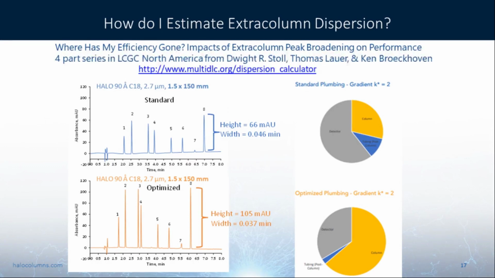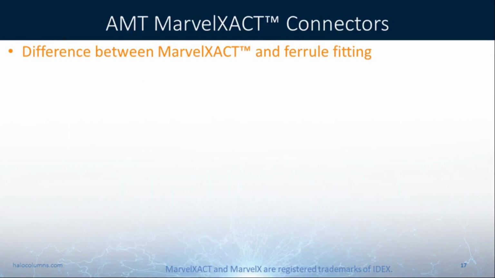We were able to increase the peak height from 66 milliAU to 105 milliAU, and reduce the peak width from 0.046 minutes to 0.037 minutes. This was done by using a low dispersion flow cell with a smaller ID and shorter length connecting tubing. Speaking of tubing, there are several vendors that offer zero dead volume connectors. AMT has partnered with IDEX to offer the Marvel Exact connectors.